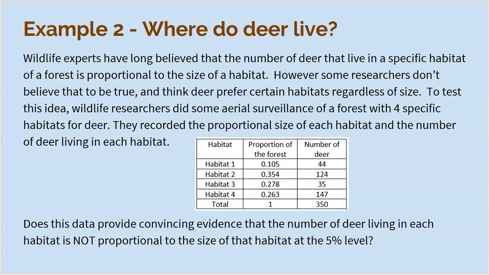So 350 total deer. But we also looked at the proportion of the forest. Habitat 1 had 10.5% of the forest. Habitat 2, 35.4% of the forest. Habitat 3, 27.8% of the forest. And habitat 4, 2.63% of the forest. Now remember, it has long been believed that the proportion of the forest is represented in the proportion of deer that live in that part of the forest. So that's where our hypotheses come in, and you'll see in a second. So the question is, does this data provide convincing evidence that the number of deer living in each habitat is not proportional to the size of that habitat? And it wants us to use the 5% level.